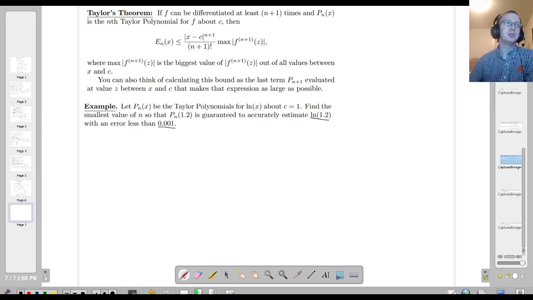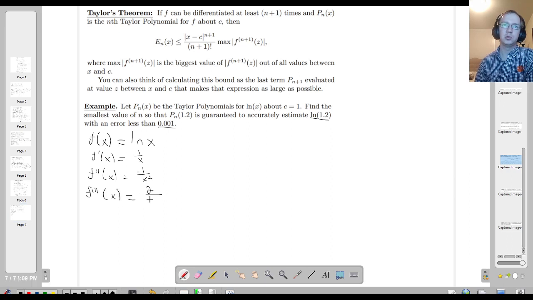So the first thing I want to do is make sure I know what my Taylor polynomial is going to be. Since I don't know what degree I'm going to use, or in other words, what n I'm going to go up to, I'm just going to find the first few derivatives and see if I can find a pattern here. So the function is natural log of x. The derivative of that is 1 over x. The derivative of that is negative 1 over x squared. The next derivative is 2 over x cubed. The one after that, I'm just doing enough to get the pattern, is negative 6 over x to the fourth.